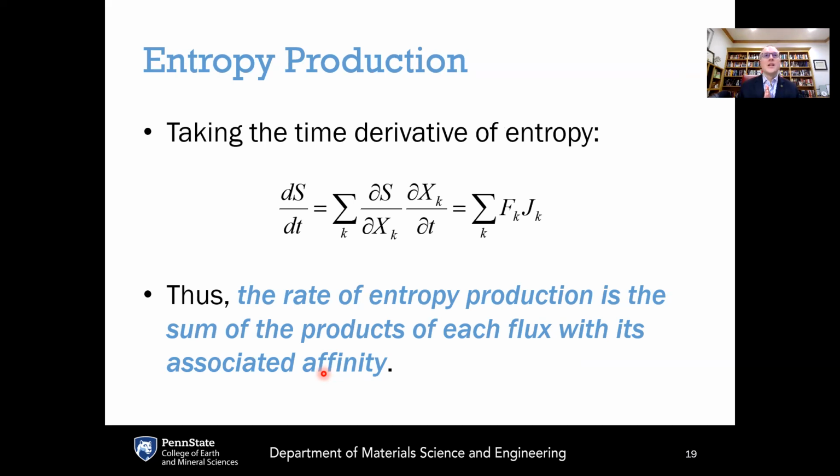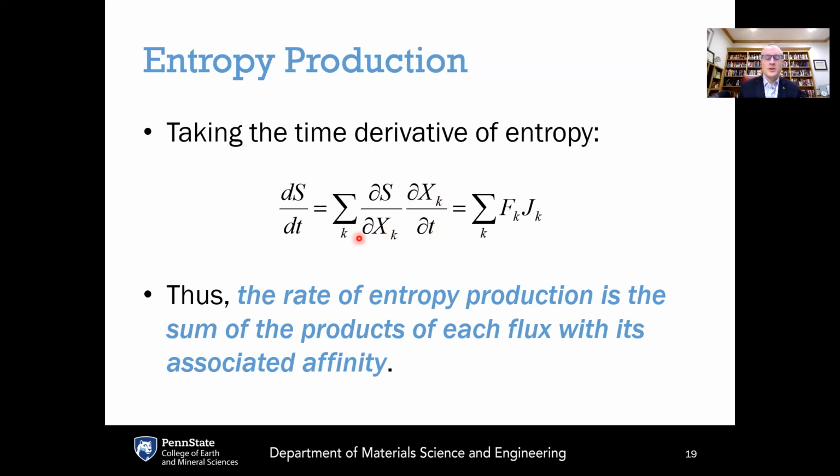Now, as I mentioned, irreversible processes are agents of the second law. They happen because there is an opportunity to increase the entropy of the universe as a result of undergoing those irreversible processes. And we can see that if we take the time derivative of entropy, so how much the entropy is changing with time, we can expand out this derivative, dS/dt, in terms of a partial of S with respect to a given thermodynamic parameter, x sub k, times the change of that thermodynamic parameter, x sub k, with respect to time.